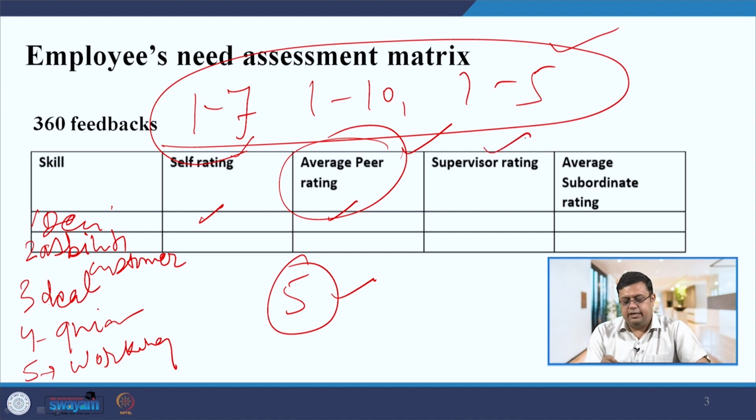And then, what is the rating of the supervisor? The person under whom that individual is working can give the rating. If the organization has a matrix structure, multiple supervisors or multiple reporting heads may be there. In that case you can take the rating from the multiple supervisors and then average it. If a single supervisor is there, you take the single supervisor's rating, and then the average subordinate rating.